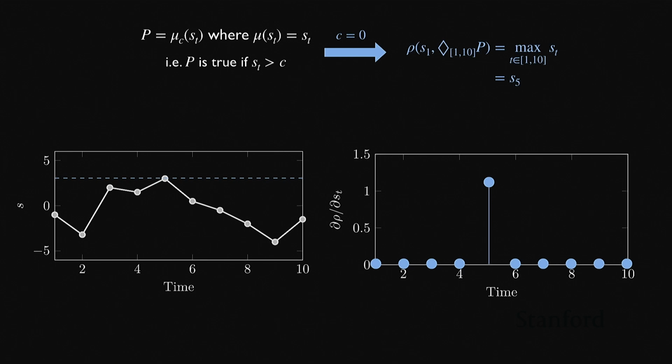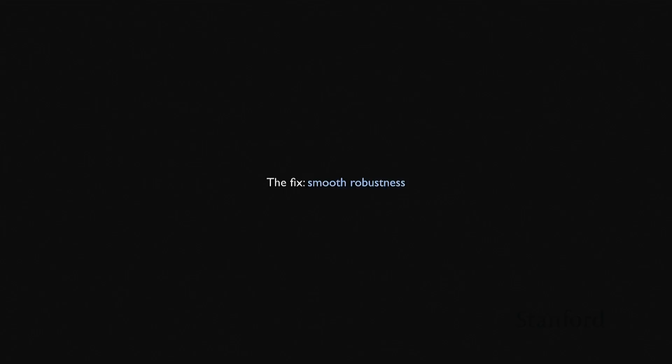Okay, so this is kind of a problem. This is just really not a very interesting or useful gradient because no matter what we do, we're just going to get something that looks like this until we get that one point where the maximum switches over. And so the fix for this is something that we call smooth robustness.